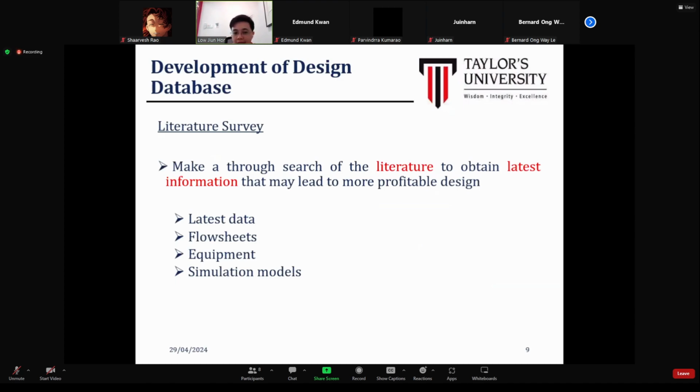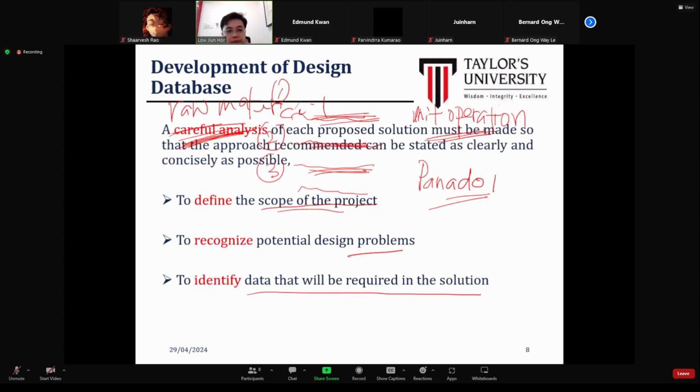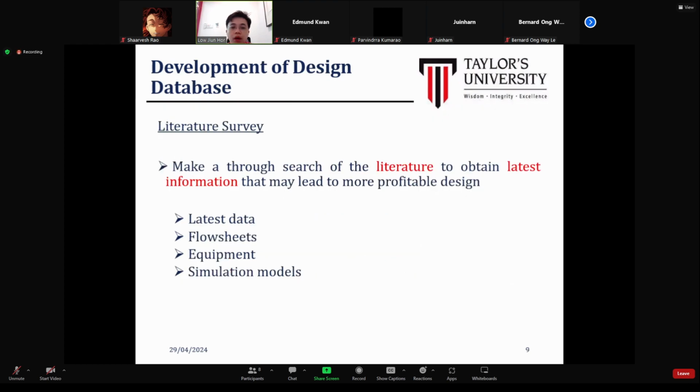So as I told you just now, first, you need to identify all the possible pathways that can produce your final product. Once you have identified the possible reaction pathways, then you can start to proceed to carry out the literature review.